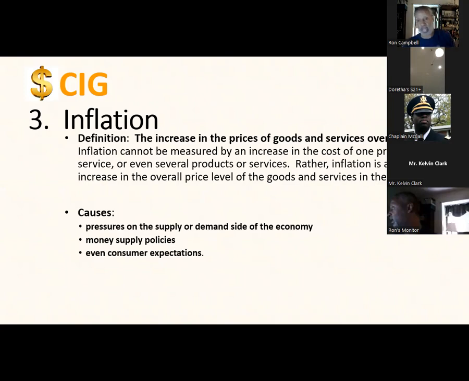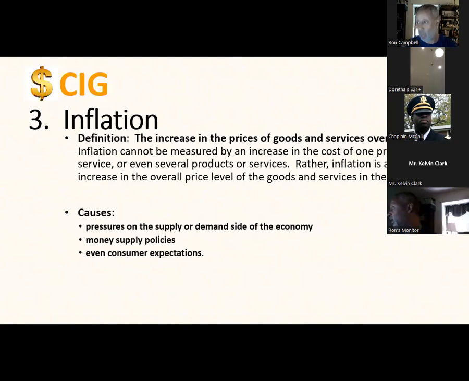I can't charge you the same price. I got to charge you more now because remember, everybody has money, but there's a limited amount of goods. So I got to raise the prices in order for me not to be out of my goods. You understand? So that's how that works.